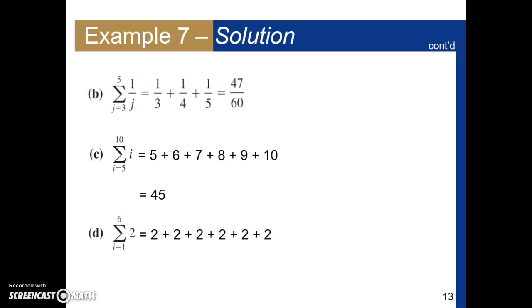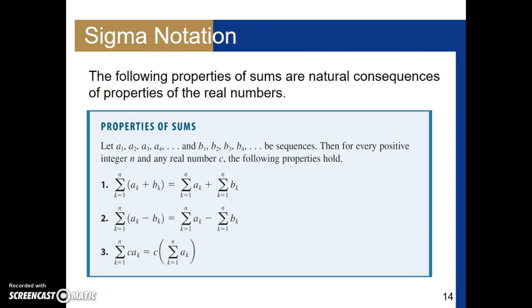On D, we don't have a letter in our sequence. This says that every term in our sequence from 1 to n is 2. So this is just adding 2 to itself however many times it tells me to. I'm going to do that starting at 1 and stopping at 6. So I have 2 added together 6 times, and that's 12. So these sums are very easy to work with.